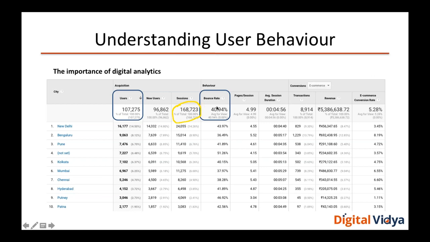So what is bounce? Technically you define bounce as the percentage of sessions in which users had only one interaction with your online property. I'm repeating, bounce is technically defined as the percentage of sessions in which users had only one interaction with the website. Now, in a simplistic way, you can define it as the percentage of sessions in which your users exited the website from the same page they landed on, or they left the website from the same page they landed on without going to any other page. I believe everyone knows what is bounce.